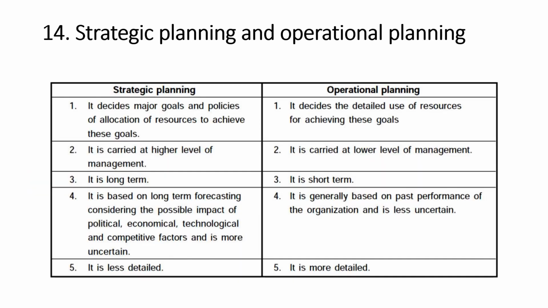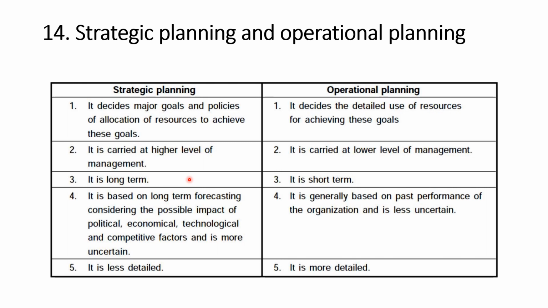Question number 14. Strategic planning and operational planning. First difference, strategic planning decides major goals and policies of allocation of resources to achieve these goals. Operational planning decides the detailed use of resources for achieving these goals. Strategic planning is carried out under higher levels of management. It is carried out at lower levels of management.